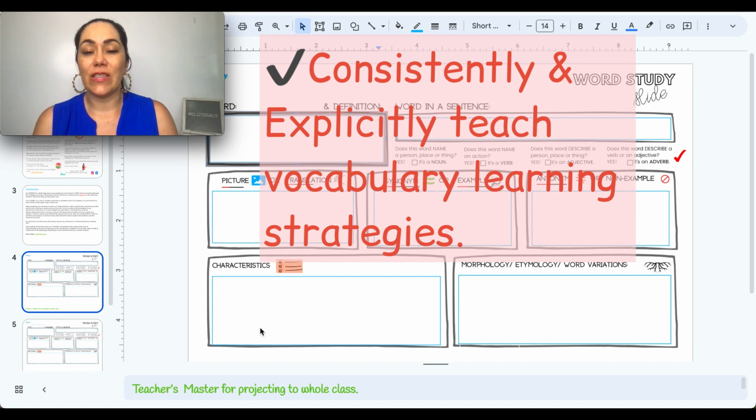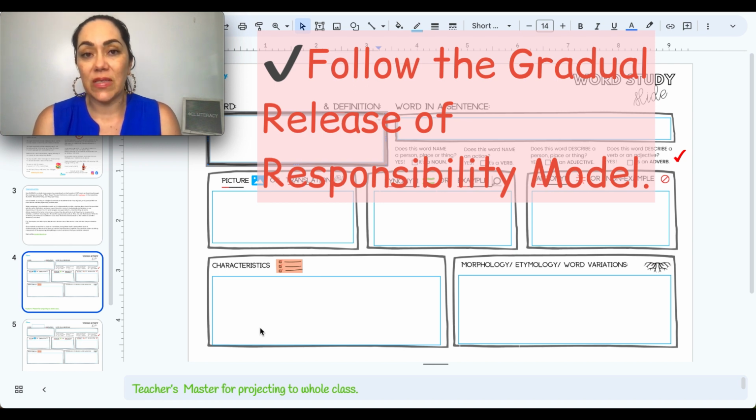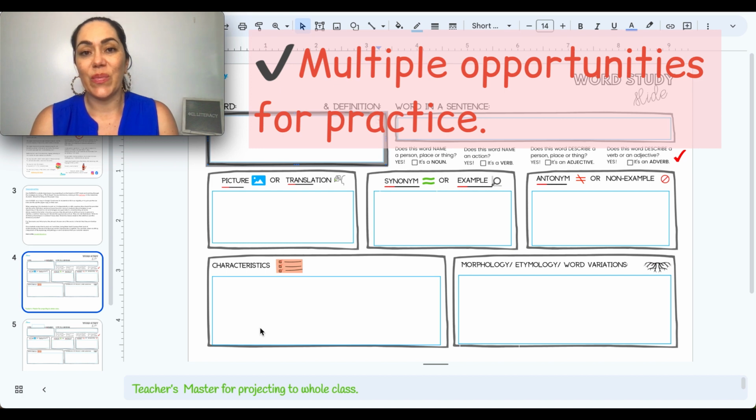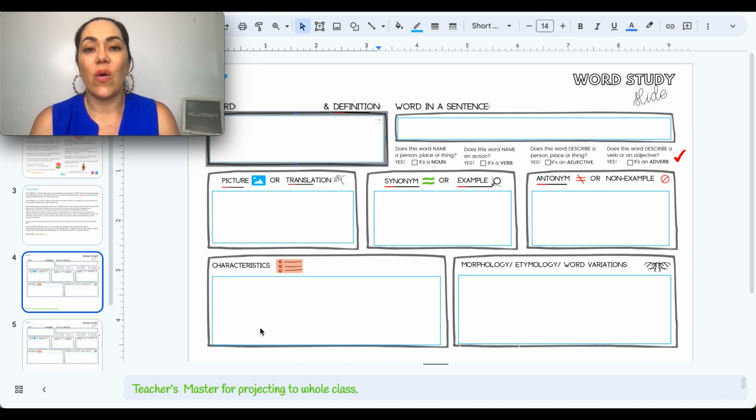I recommend that we simply give them the word definition and have them explore other elements of the word after explicitly teaching the different strategies that I'm about to present to you. Through the gradual release of responsibility model, giving them extensive practice, your students will be able to look up a definition on their own and figure out exactly what definition is the correct one.